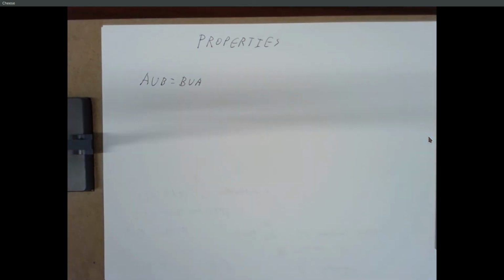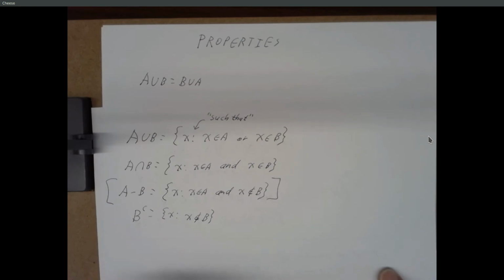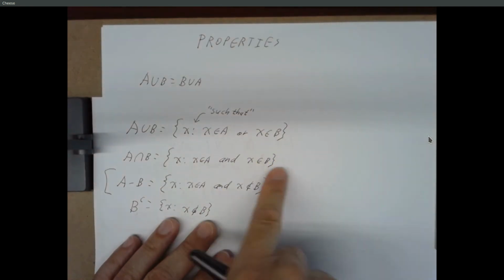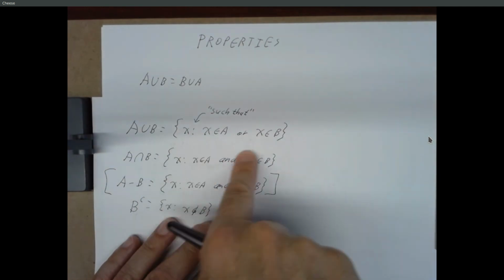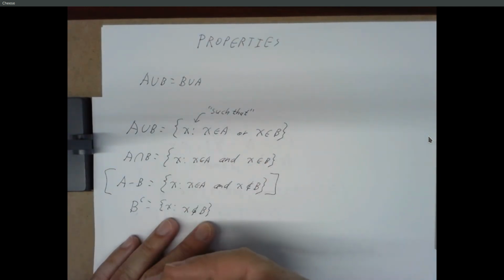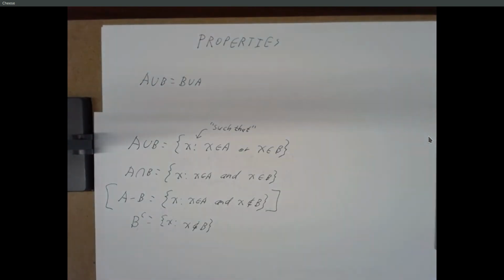Well, here's one useful property. If we take A union B, we get exactly the same thing as if we take B union A. How do we know that? A union B is a set of x such that x is in A or x is in B. B union A would be the set of x such that x is in B or x is in A. It's exactly the same thing. We just phrased it in a different order. So this is always true.